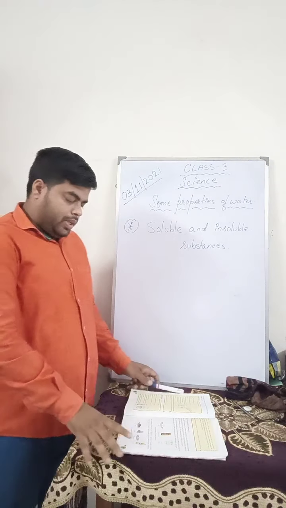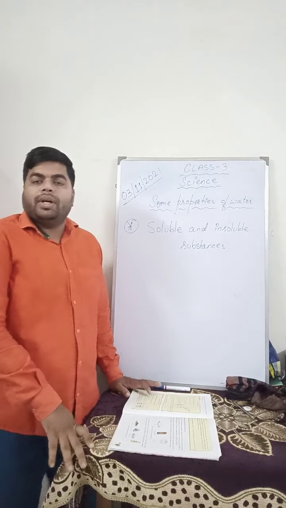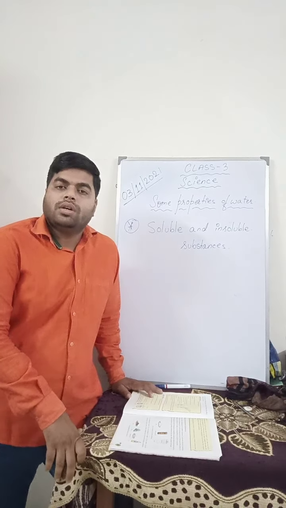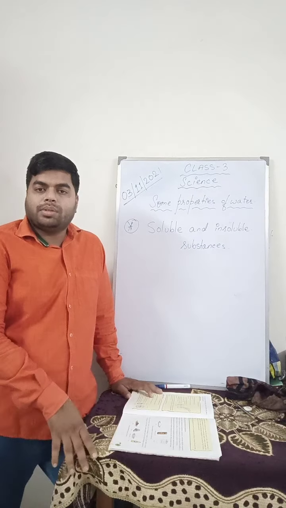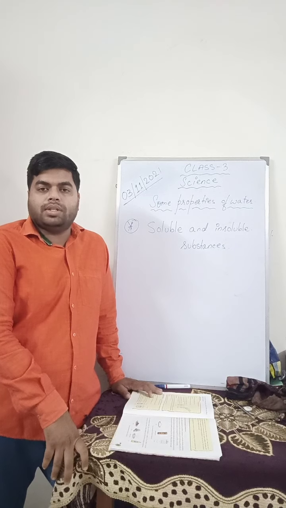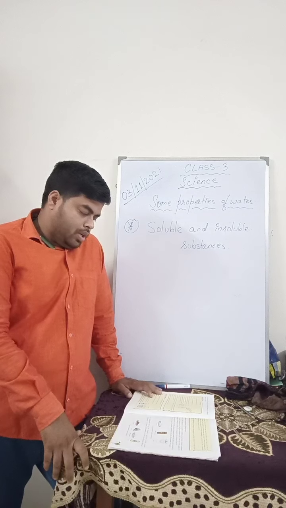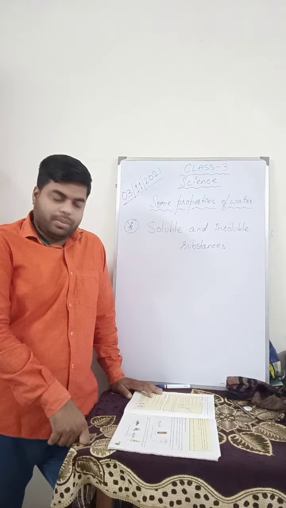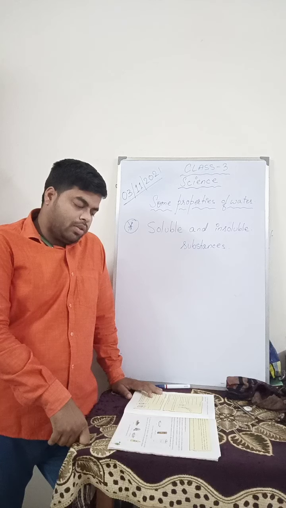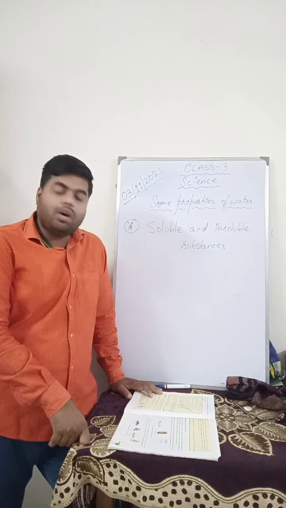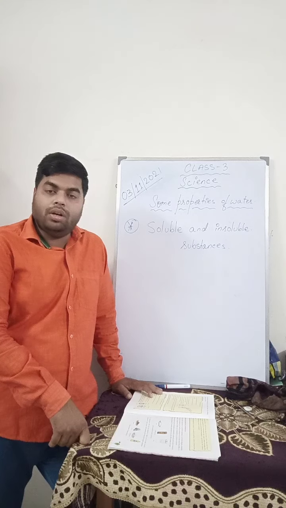Soluble and insoluble substances. It is very simple. Substances that dissolve in water are known as soluble substances, and substances that do not dissolve in water are known as insoluble substances. Next. When you add a substance to another substance, it will either dissolve completely in the second substance, or it will not dissolve at all.